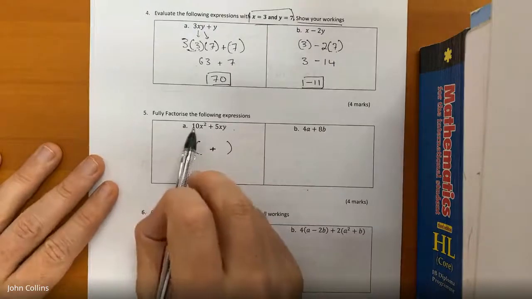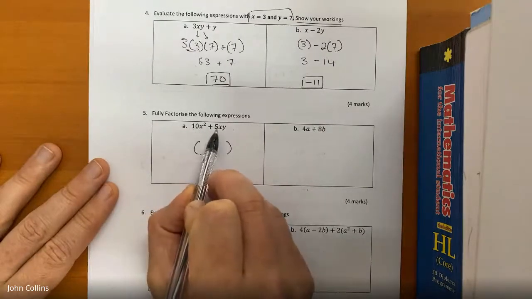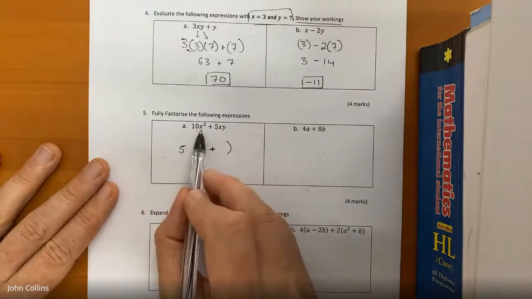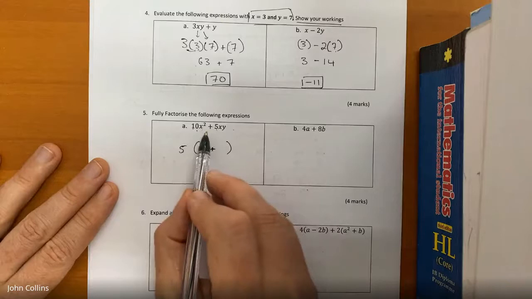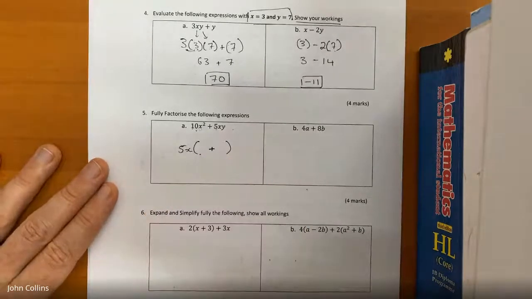Now I need to pick, is there any number that divides into both of these? Well, yeah, 5 divides into this and this. Okay, so 5 is outside. Is there any letter that is present in both of them? Yes. X is here and X is there, so X is outside. Okay, what's left behind?